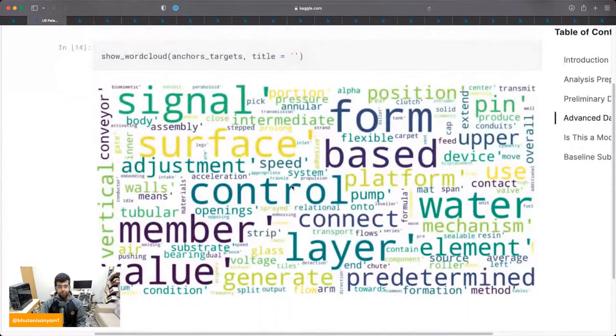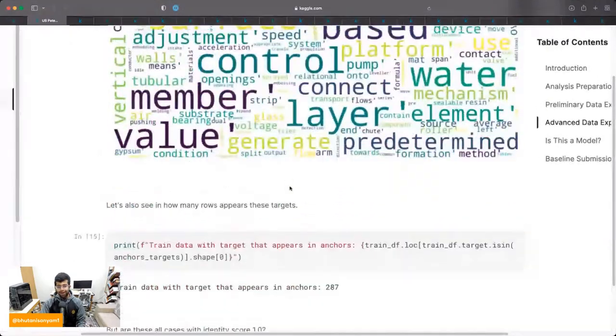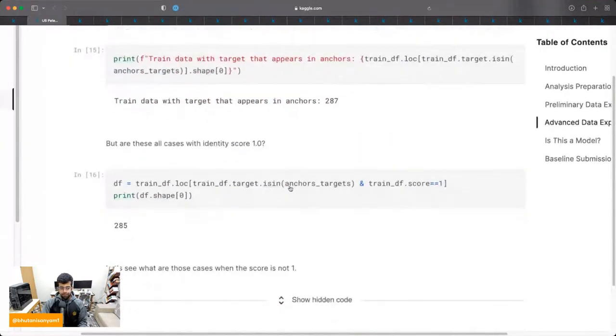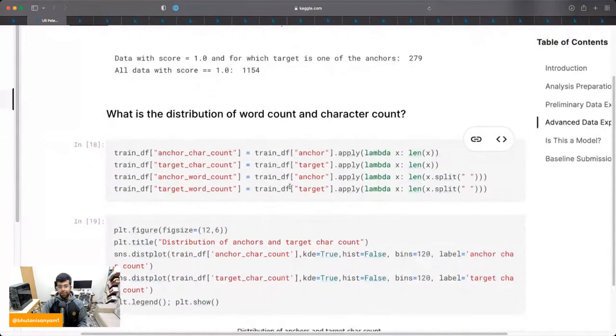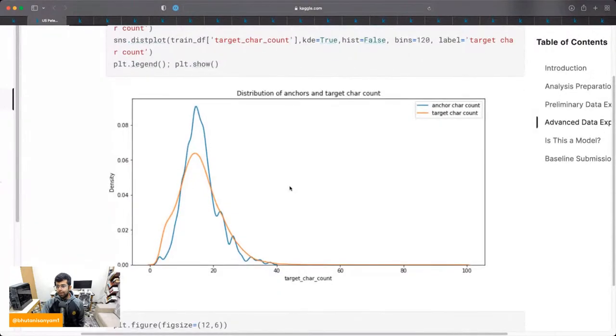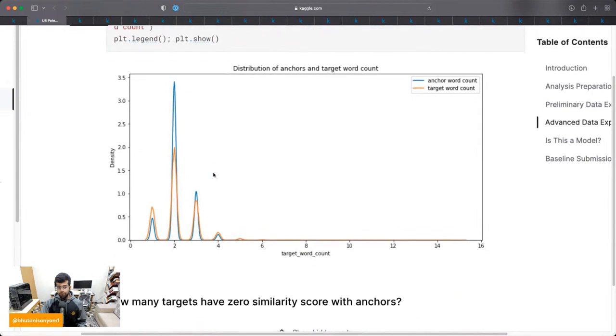Here's a word cloud of all of these. You can pause and look at this. I'll keep scrolling. I've read through these, and nothing stood out to me. After this, there was some more distribution of word count and character count. You can see that the anchor character count and target character count are just slightly off, and both of them peak around 20. And same for the anchor and target word count.